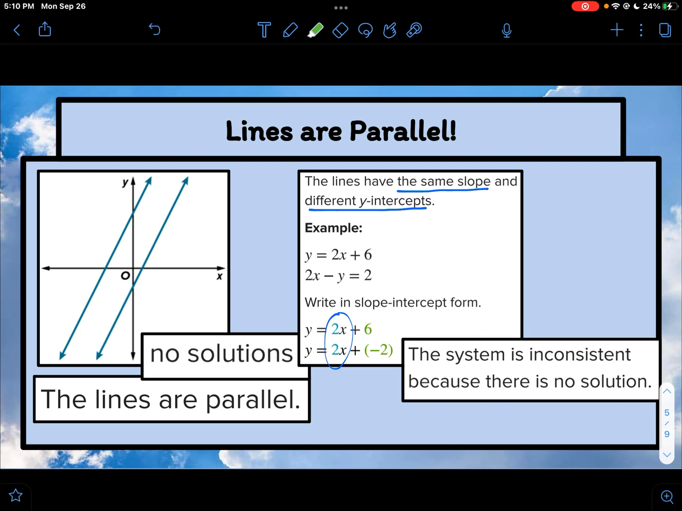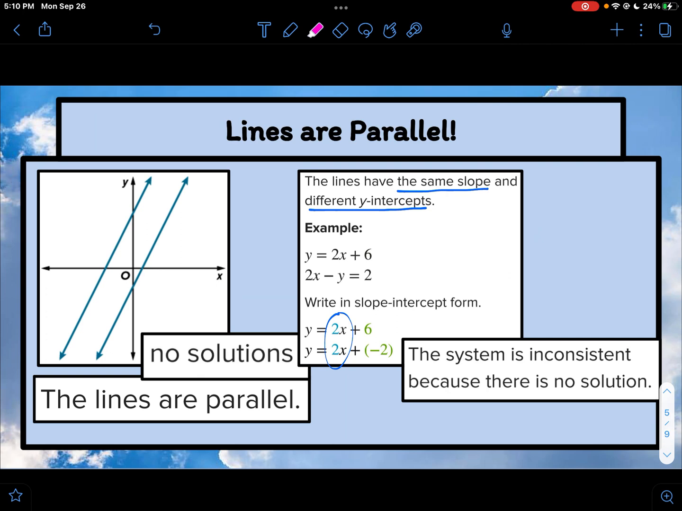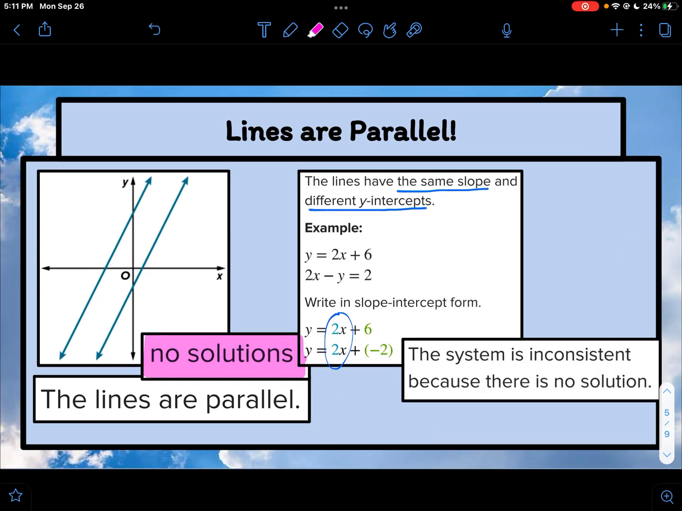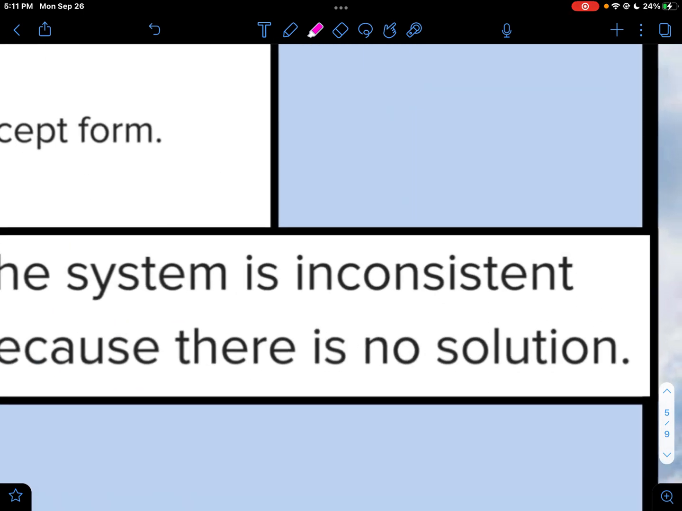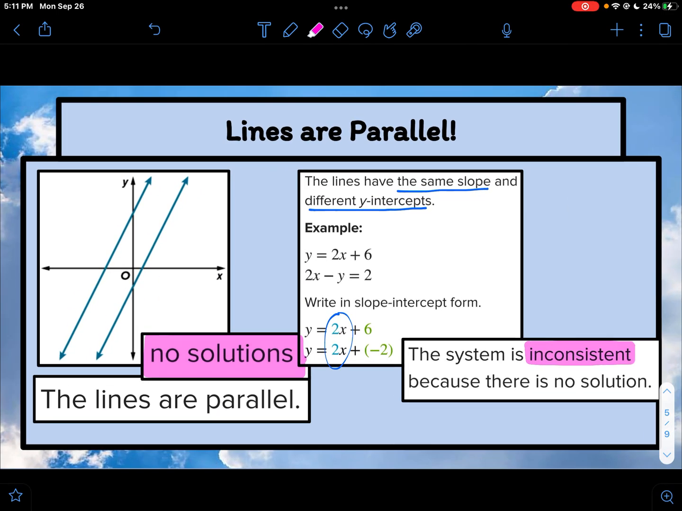All right. This one means there are no solutions. And if there are no solutions, that system is inconsistent. Okay. No solutions, inconsistent.